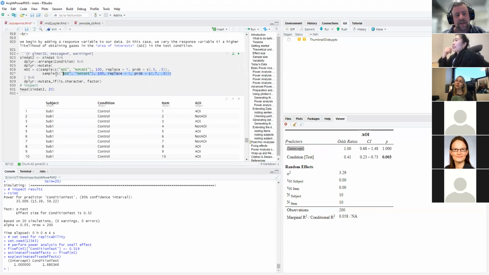And here we defined that for the test condition, there's a 70% probability that someone looks in the area of interest and 30% that someone does not look in the area of interest, right? So compared to the control, where it's 50-50, here it's 70-30. And this means here for the intercept, the odds ratio is 1. It's equally likely.